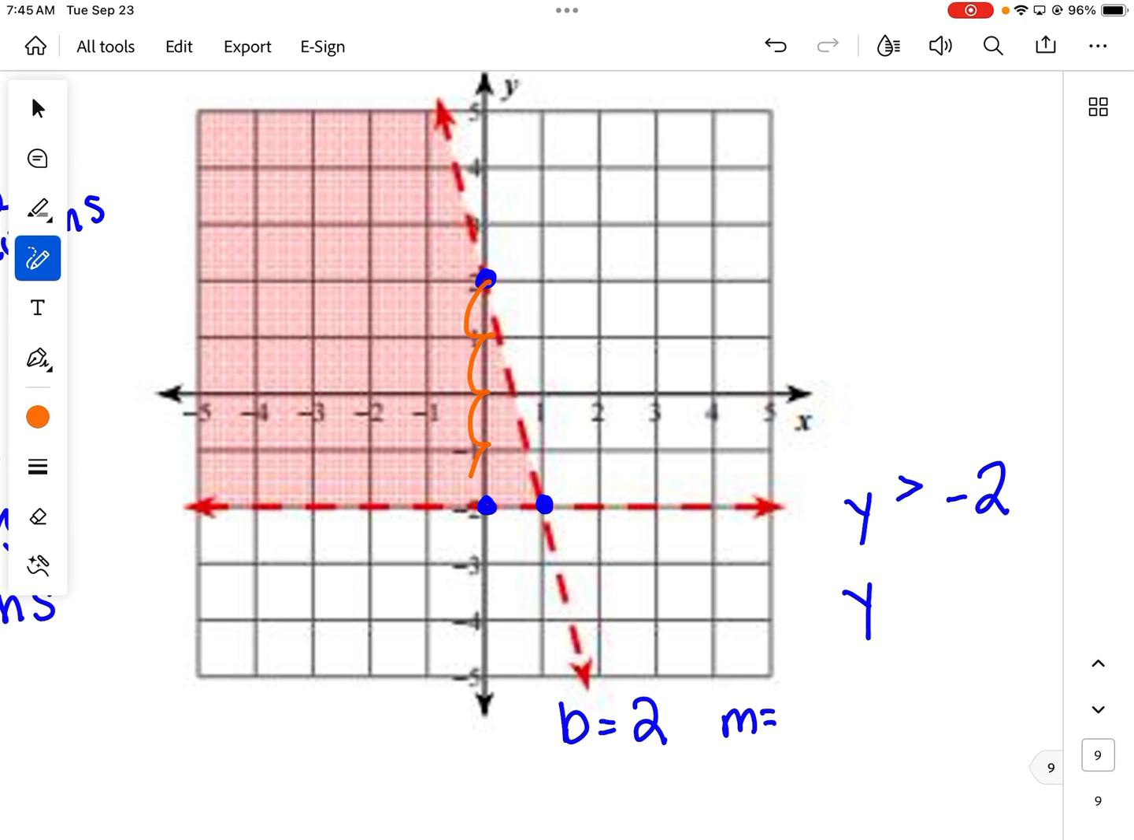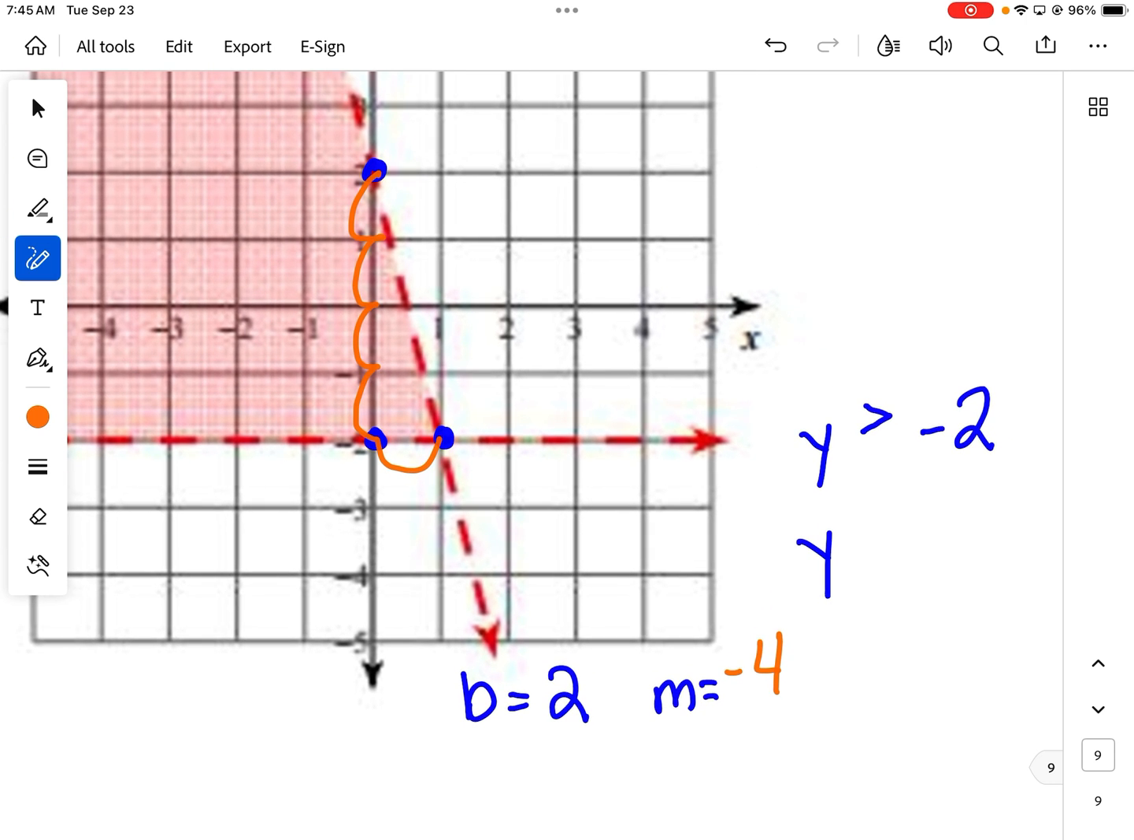Negative 4, so let me count. 1, 2, 3, 4 over 1. So negative 4 over 1, or just negative 4. So we're going to do mx plus b. So I'm going to leave the inequality. I'm not going to put equal. I'm going to put negative 4x plus 2.